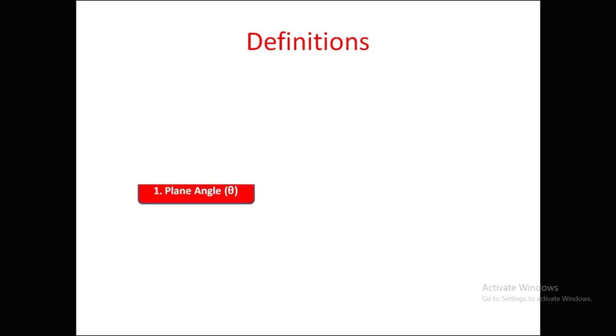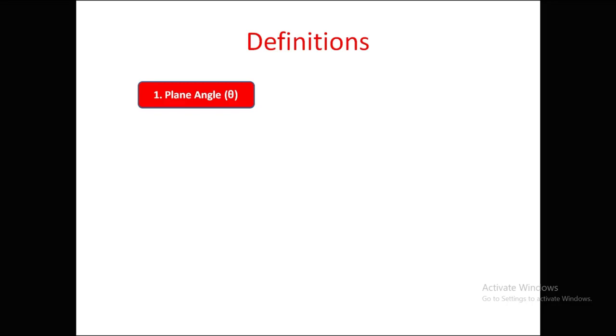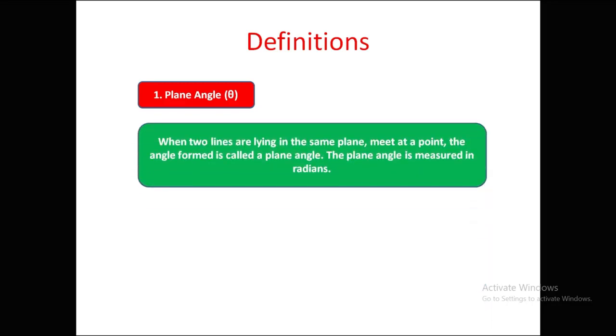The first definition is plane angle theta. So this is the statement for the plane angle, the definition. The definition is: when two lines lying in the same plane meet at a point, the angle formed is called a plane angle. The angle is measured in radians.